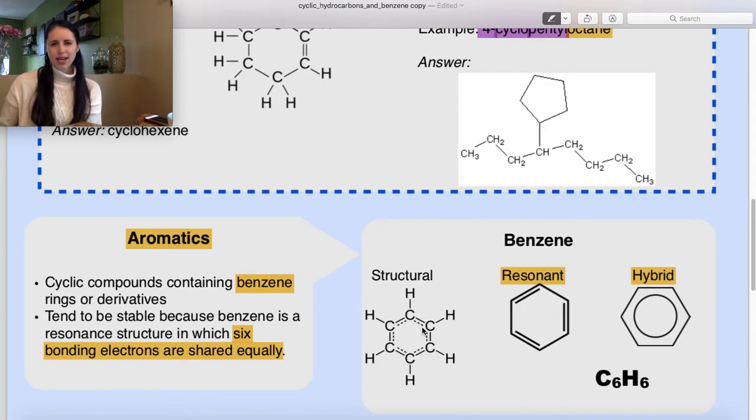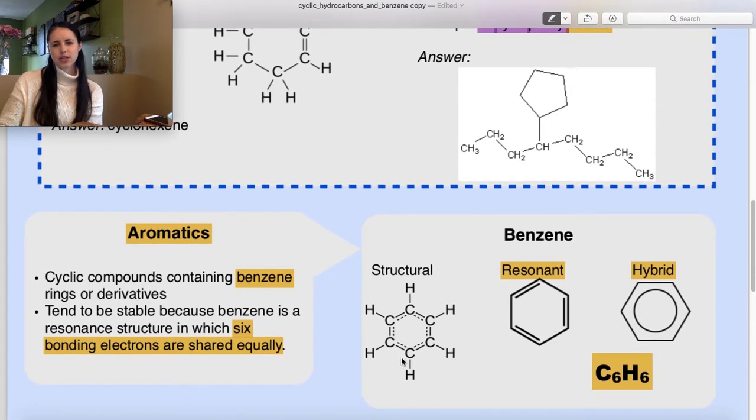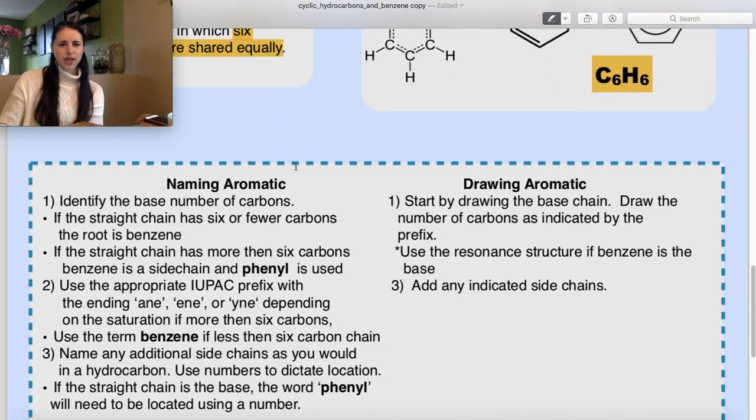I can represent that in my resonance structure here. In my resonance structure, I've still got my 3 double bonds. My hybrid structure is probably the most popular, and it is slightly more accurate than my resonant structure. Here it looks like the bonds are fixed, whereas in the hybrid structure, this circle represents that those bonds are actually moving. The general formula for benzene is C6H6.